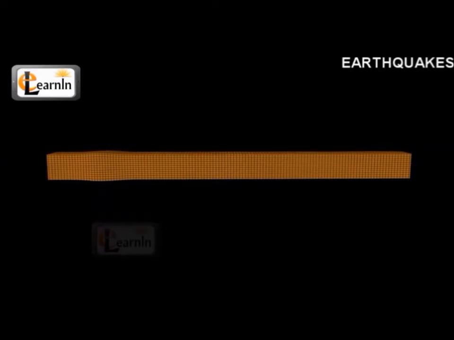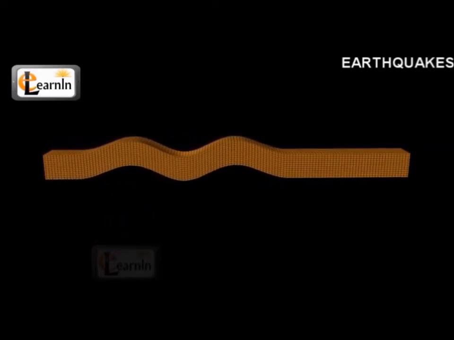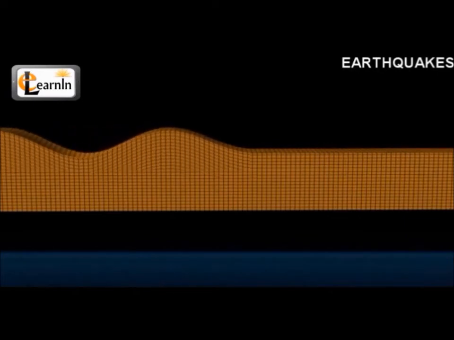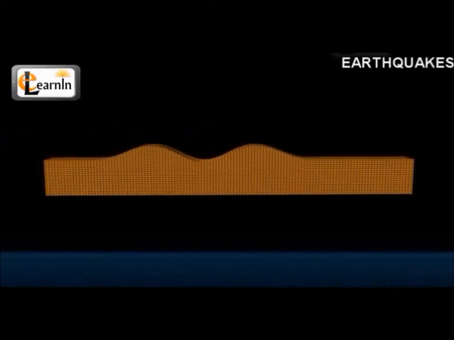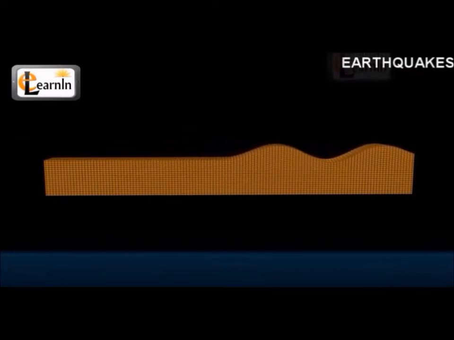When P and S waves reach the surface of the Earth, they get converted into L waves, long waves that travel along the surface, vibrating horizontally at right angles to the direction of the waves, called Love waves or Rayleigh waves, as they also travel like sea waves.